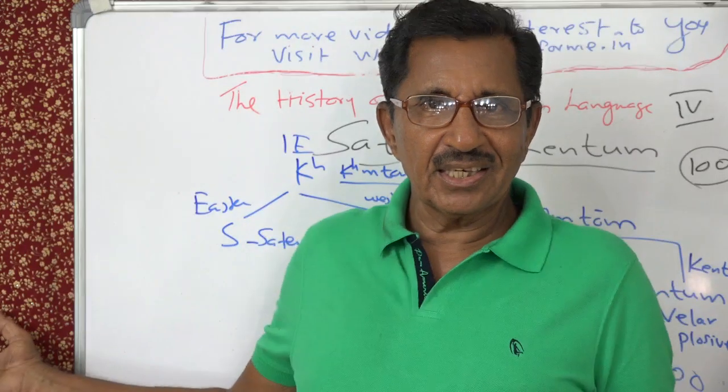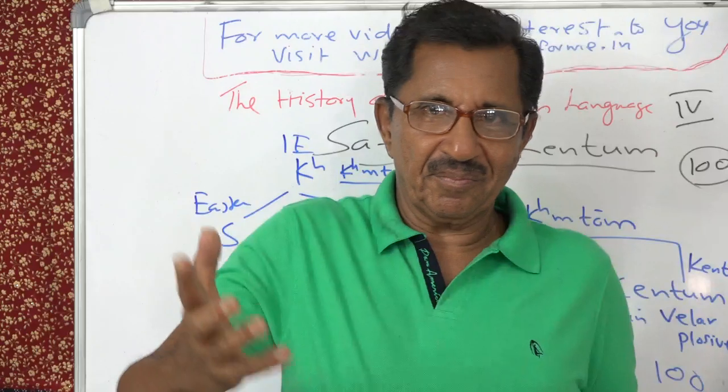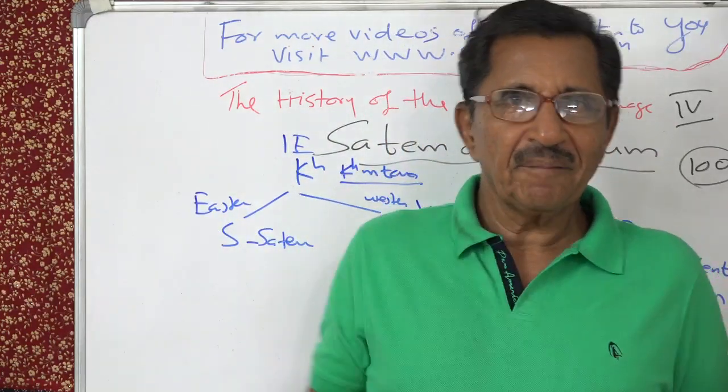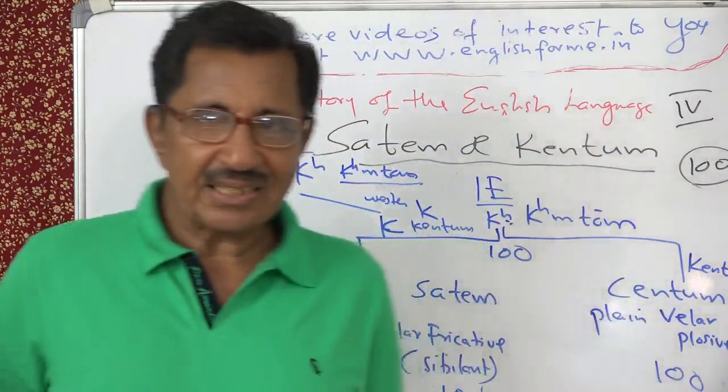So the Eastern branches are given a cover name, a label to cover all the four branches. Satem branch, the other is Kentum branch. It's very interesting and very simple.